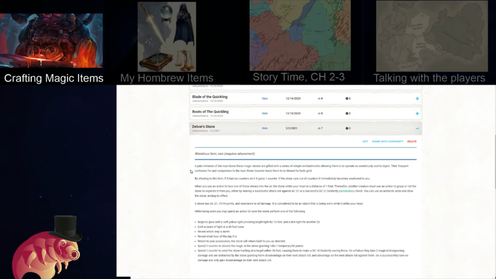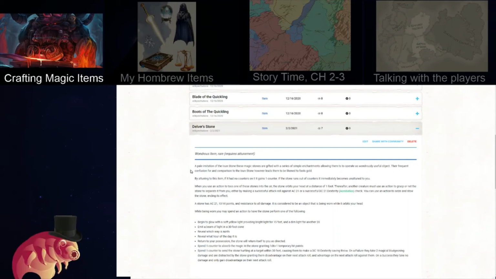While being worn, you may spend an action to have the stone perform one of the following. Begin to glow with a soft yellow light, providing bright light for 15 feet and dim light for another 20. Emit a beam of light in a 30-foot cone. Reveal which way is north. Reveal what hour of the day it is. Return to your possession; the stone will return itself to you as directed.